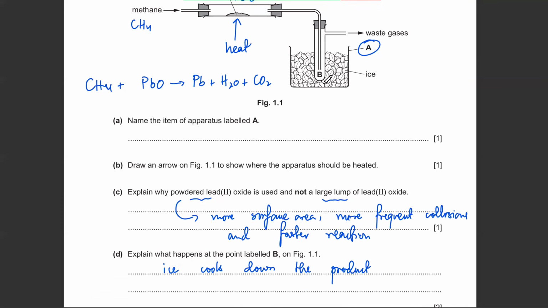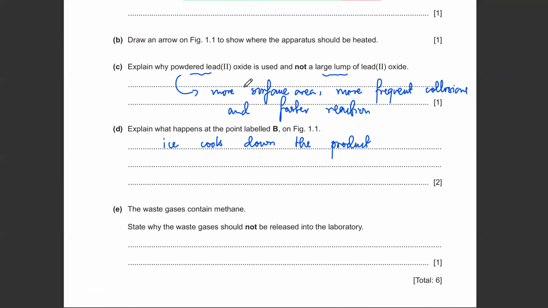So what will happen at B? Water will form at B, right? Yeah. So the ice cools down the products. So the water, which will be in the form of steam, will condense, turning into liquid water, right?